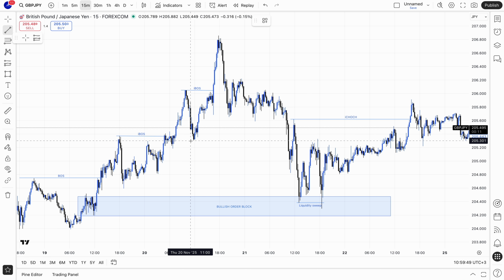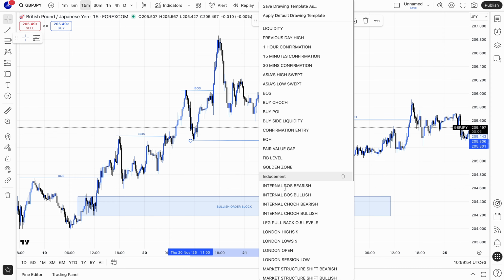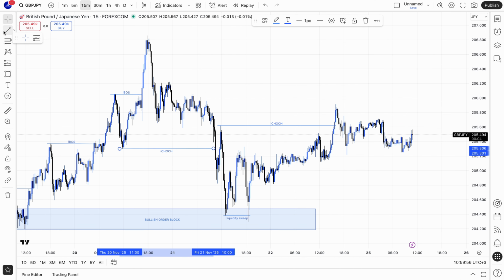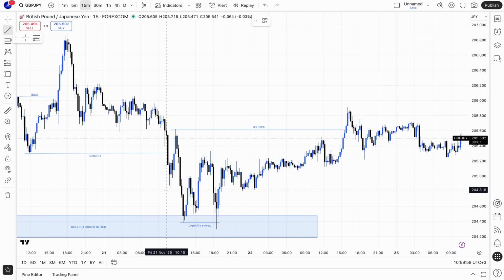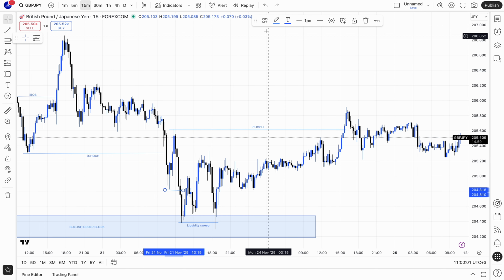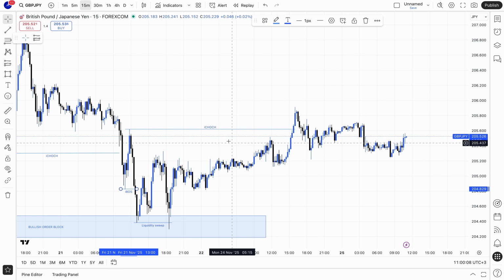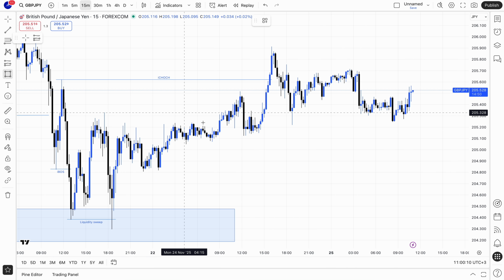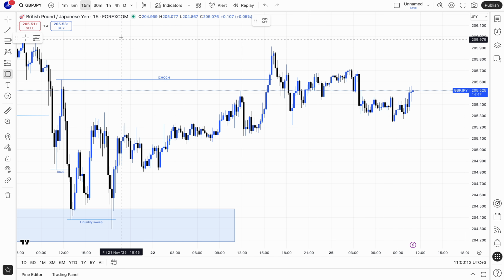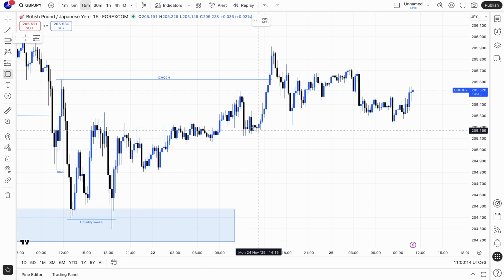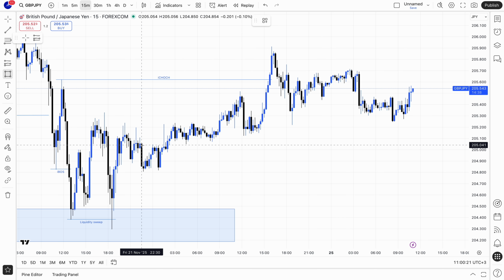Then this was our change of character to the downside, and we also had our break of structure to the downside, right? So we need to wait for the price, and we get that entry. This first order block is this one. Not mitigated. I need to see a better one.